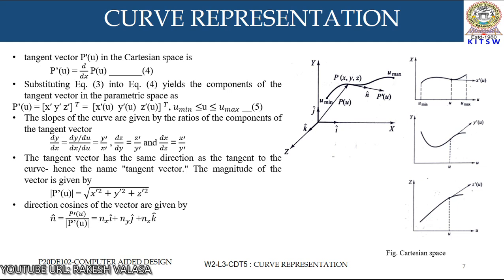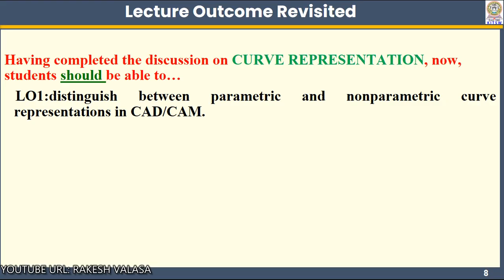These curves are again divided into analytical curves and synthetic curves. Analytical curves means lines, circles, ellipse, parabola, etc. Synthetic curves means Hermite cubic spline, B-spline, etc. We will discuss them in coming videos. Let us see the lecture outcome for this topic. Having completed the discussion on curve representation, now students should be able to distinguish between parametric and non-parametric curves in CAD/CAM systems.